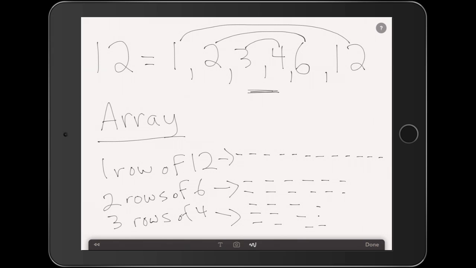So let's just do a couple more examples of that. Let's find the factors of a number such as 24. The first two factors of any number are 1 and itself. Next, how about 2? 24 is even, so yes, 2 would work. Now 2 multiplied by what is 24? That would be 12.